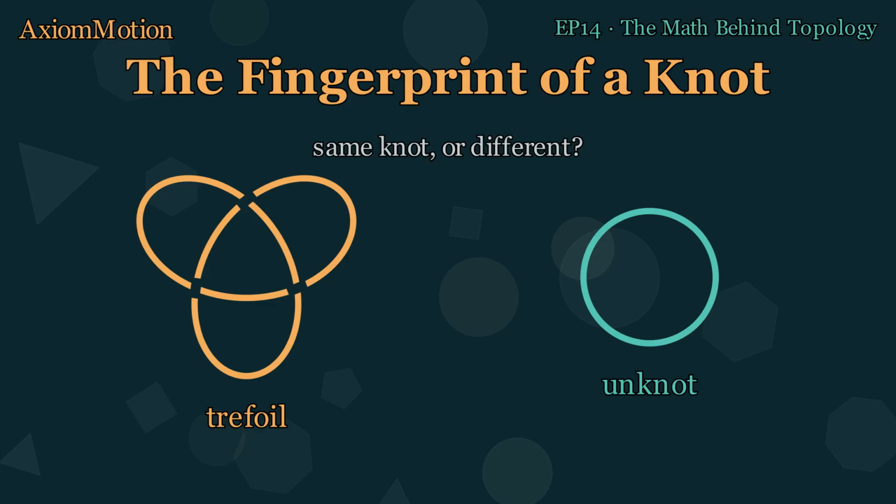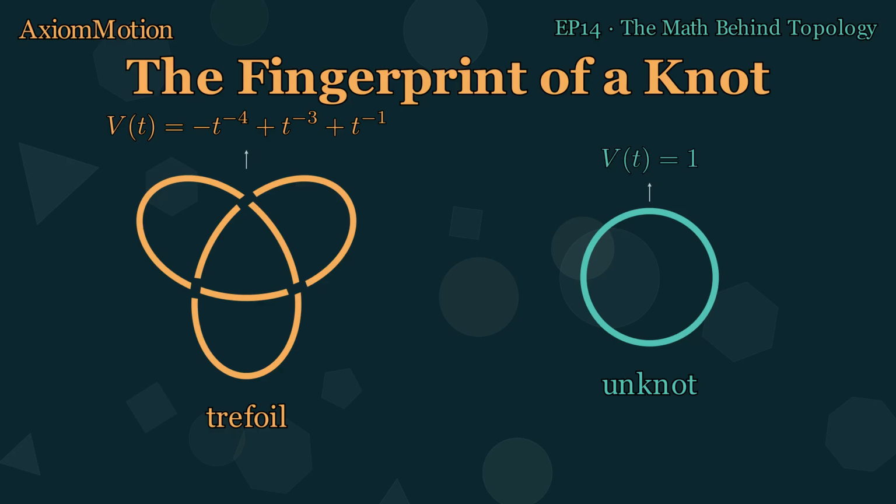In the 1980s, Vaughan Jones found a way to answer it. To every knot, assign a polynomial. The trefoil gets this. The unknot gets simply 1. The two polynomials are different, so the two knots are different. No amount of wiggling can ever connect them.